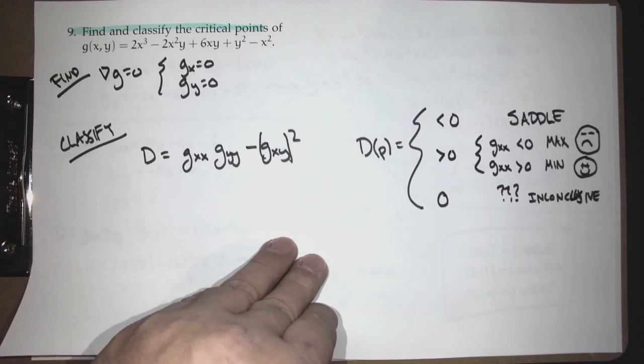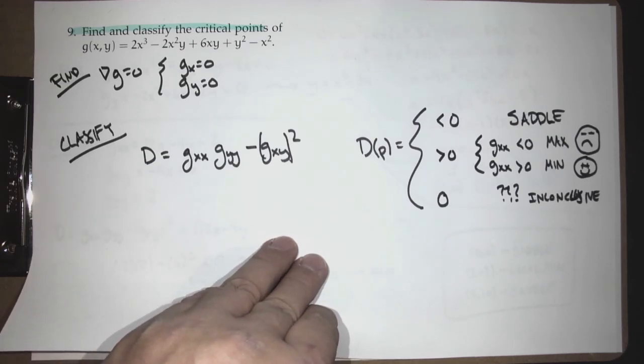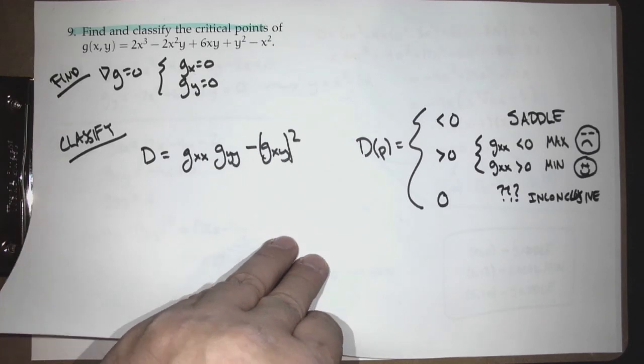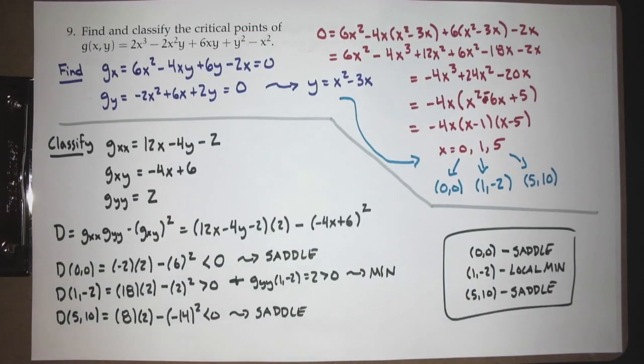How many mins? 1. How many saddles? How many inconclusives? 0. All right. So, good. So you went through the find. You set up. Now, when you are going through and finding your critical points, there tend to be 2 things you want to look for.